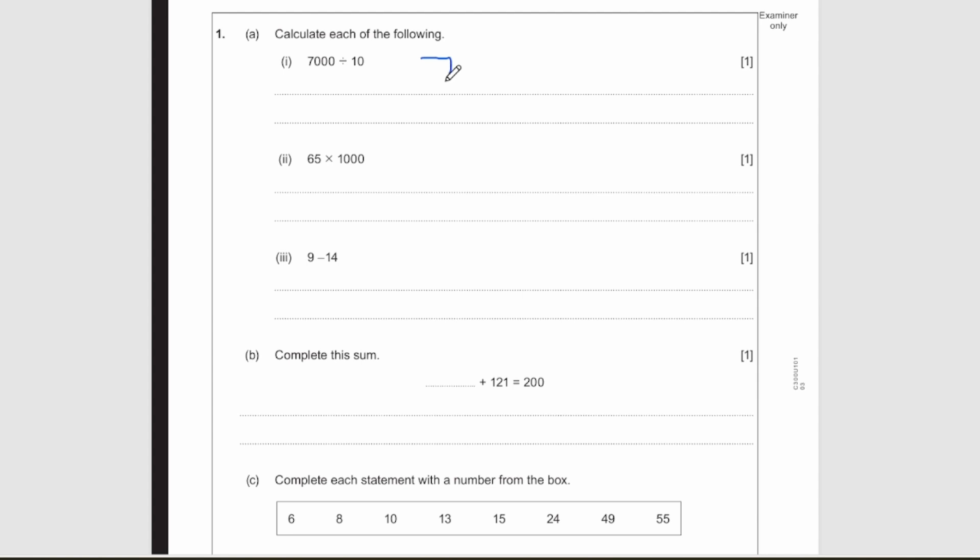7,000 divided by 10. So here's 7,000. When we divide by 10, we move the decimal place one place to the left. So the answer, 7,000 divided by 10 is 700. So 700 is our answer.